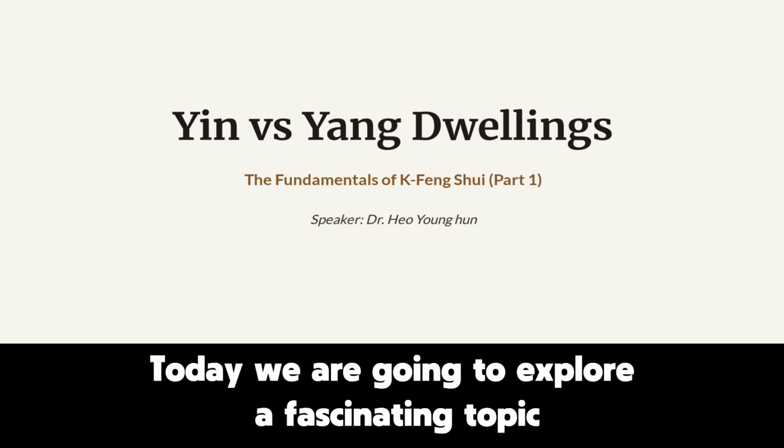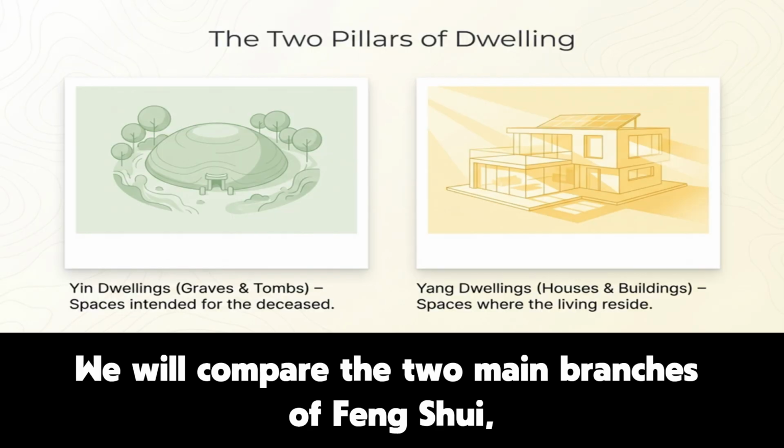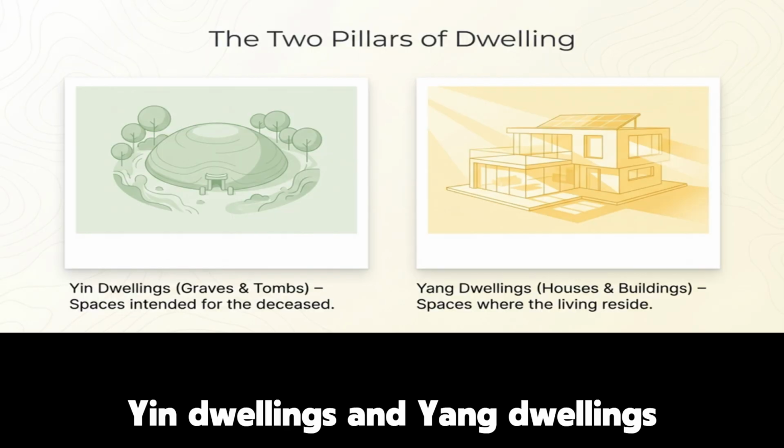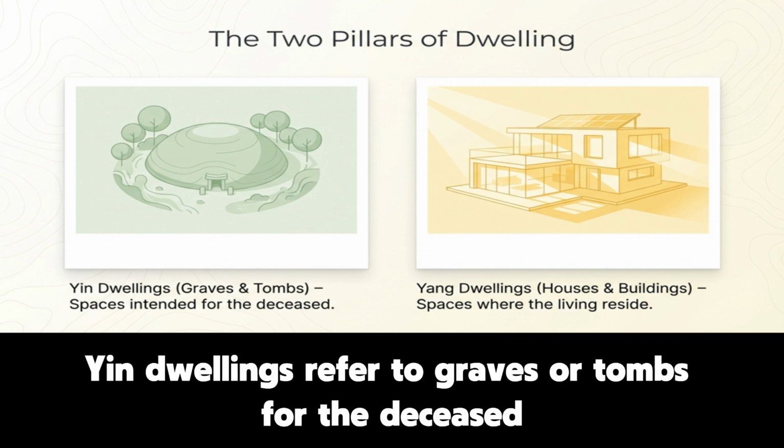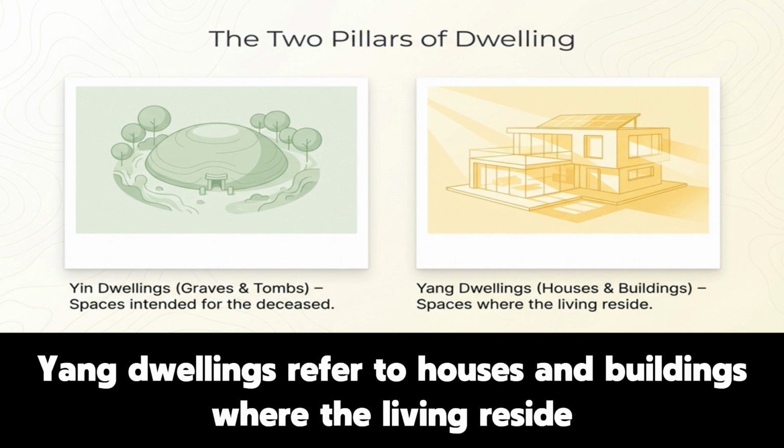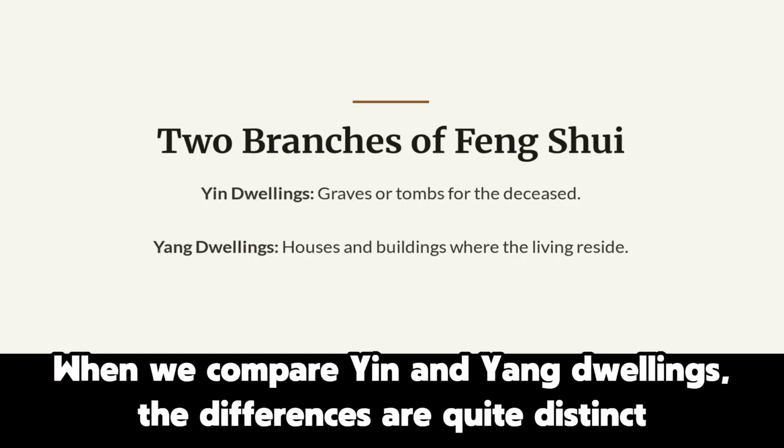Today we are going to explore a fascinating topic. We will compare the two main branches of Feng Shui, yin dwellings and yang dwellings. Yin dwellings refer to graves or tombs for the deceased. Yang dwellings refer to houses and buildings where the living reside. When we compare yin and yang dwellings, the differences are quite distinct.